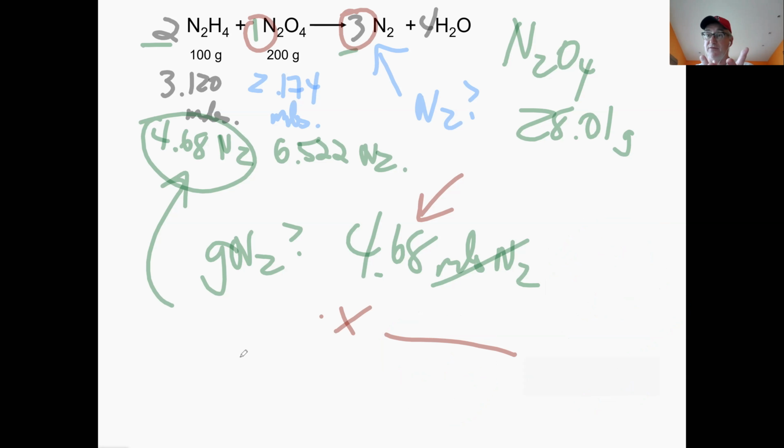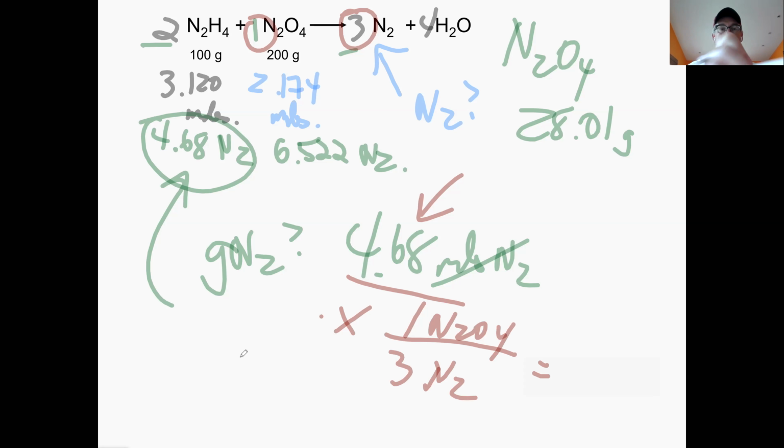So 1/3 of the number of moles of nitrogen are moles of N2O4 being consumed. So we take the number of moles of N2, it's 1 N2O4 over 3 N2. That gives us moles of N2O4 that were used, and that is 1.56. So we just convert that to grams and then subtract that from 200. And that gives us our grams of excess left over. Okay?